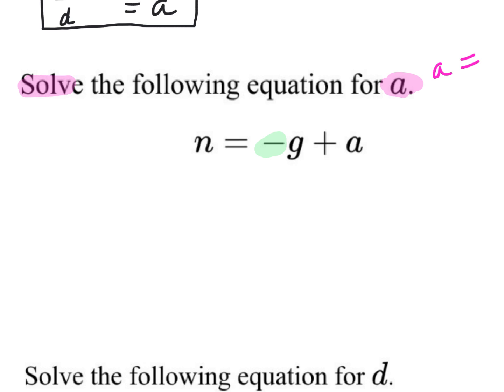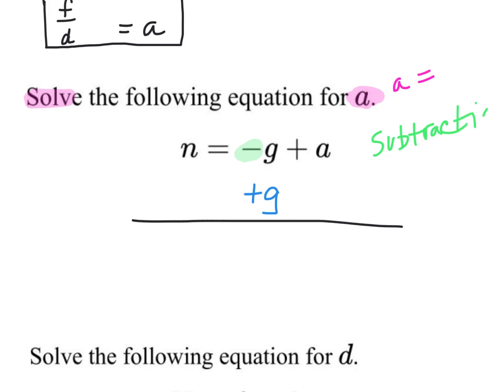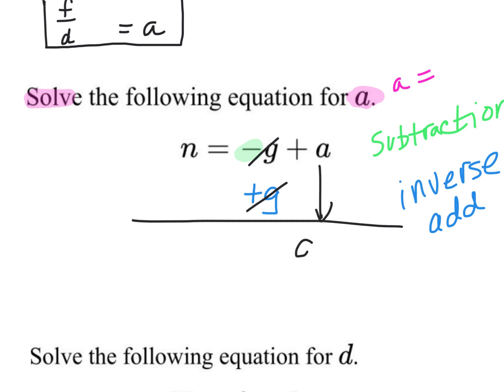So what do you think is going to be the inverse or the opposite of a minus G? Positive. A positive G. You're so on point. Correct. Okay, so I'm going to cancel out. You can think of it as subtraction or a negative, doesn't matter, means the same thing. The inverse is addition. Great thinking. So I'm going to put that minus G and that plus G together, and they're going to poof, cancel each other out. So now I have my A nice and isolated like I need it to be.